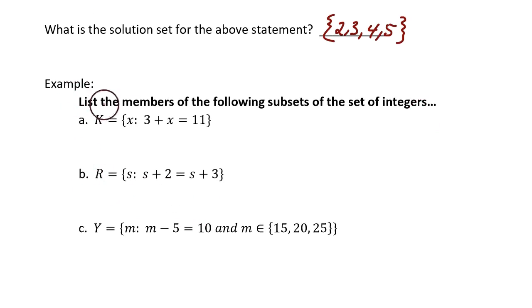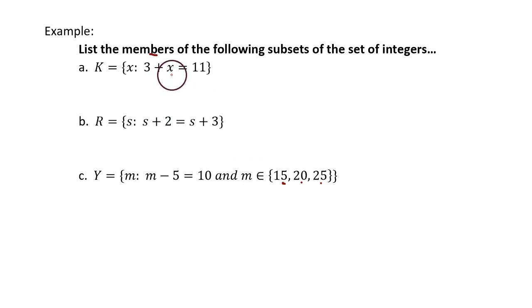Next, we have an example. List the members of the following subsets of the set of integers. Remember that the integers are 0, and then your positive whole numbers such as 1, 2, 3, 4, and so on, and the negative versions of those numbers. Question A, k is equal to the set of numbers x such that 3 plus x equals 11. What is the solution set for x? The only number that works is 8. So the solution set contains the number 8.